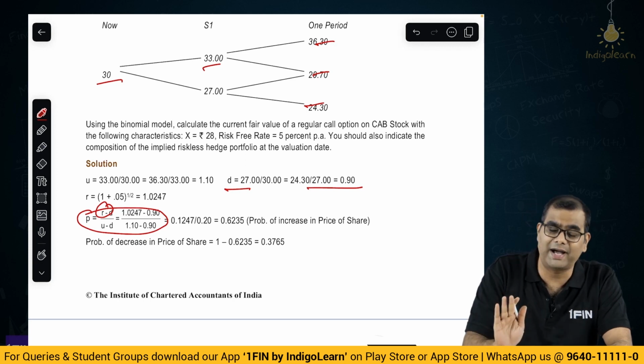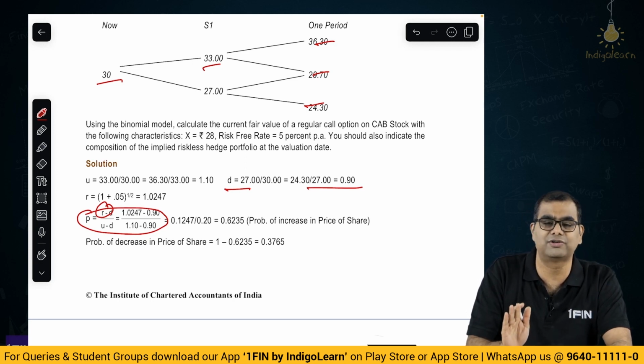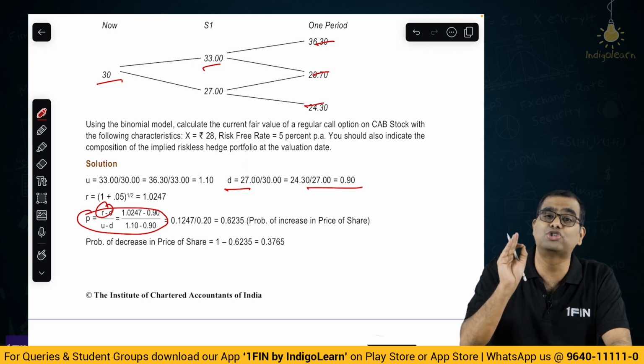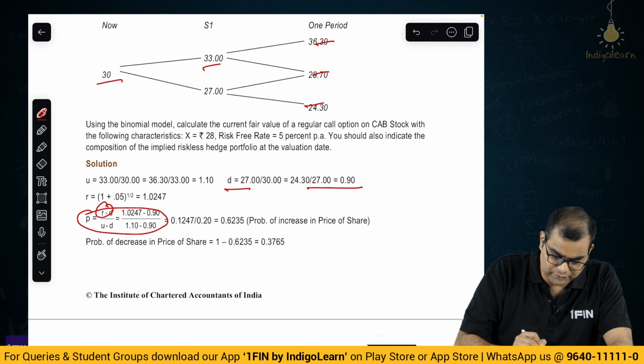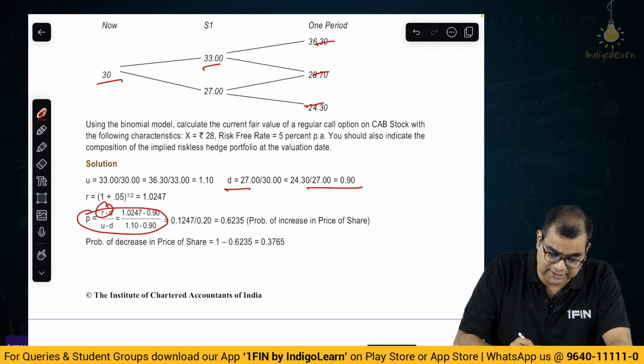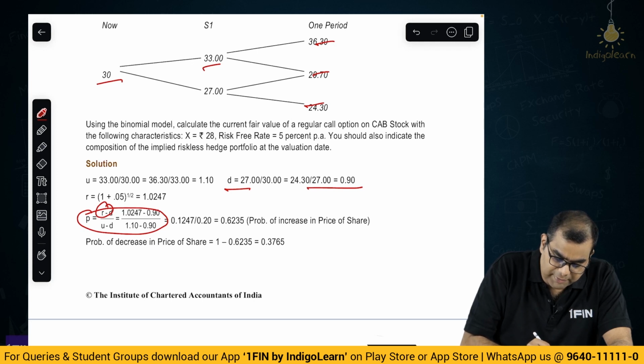Okay, so it is a part. If anybody has solved it as P is equal to (R minus D) by (U minus D), they should get marks. They should get marks. Okay, so coming back. Okay, first we look at only binomial, as I discussed. And please also note in this particular question, they have said use the binomial model to calculate the fair value of the option with the following characteristics.